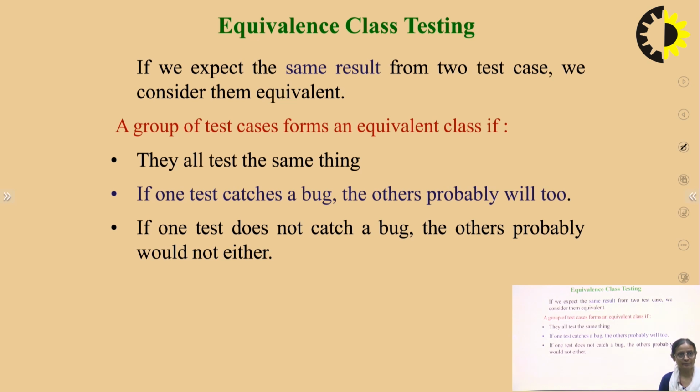If we expect the same result from two test cases, we consider them equivalent. So a group of test cases forms an equivalence class if they all test the same thing. That is, in the previous example, if all my test cases say equilateral triangle, then it implies that they are equivalent cases. If one test catches a bug, the others probably will too. If one test does not catch a bug, then the same thing does not come up with the other equivalent value.